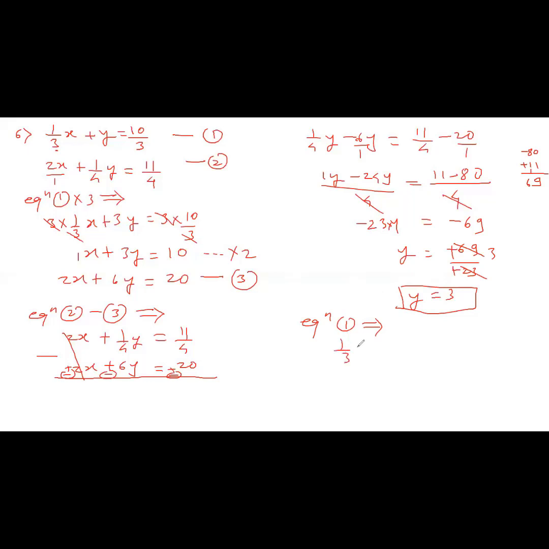So it becomes 1 upon 3x plus y, y is 3, equals 10 upon 3. Now plus 3 becomes minus 3 on the other side. So 10 upon 3 minus 3. You can solve it: 10 minus 9 upon 3. So 10 minus 9 is 1, 1 upon 3. The 3 will get cancelled, and x equals 1. So therefore our solution is 1 and 3.